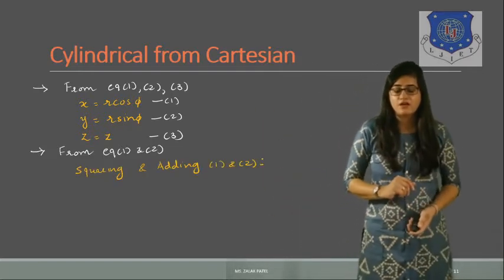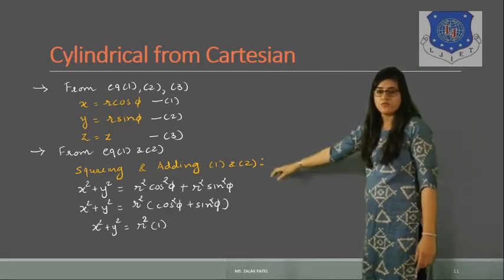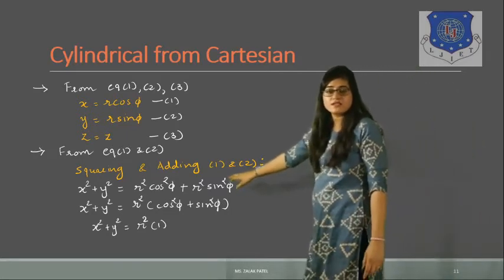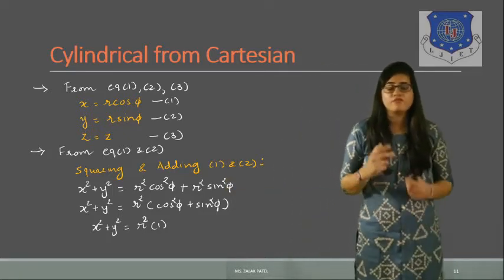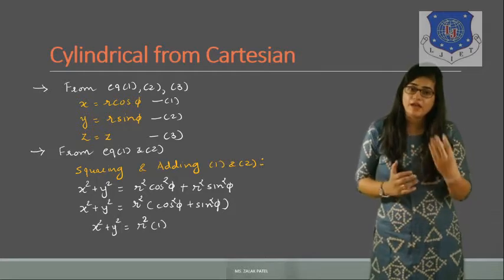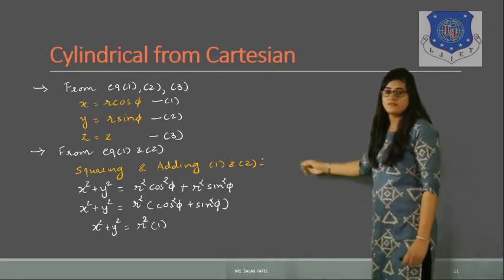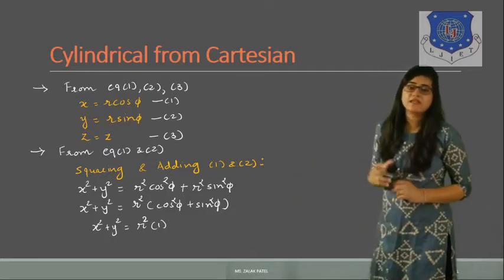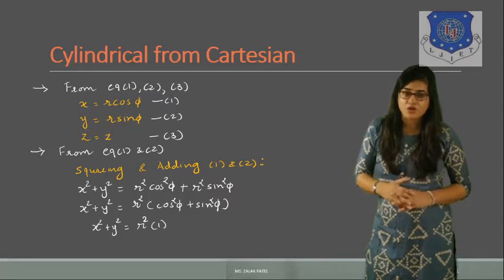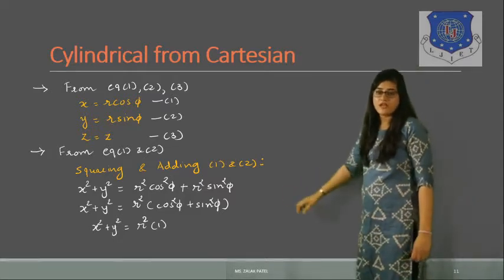So it will be written like this: x square plus y square equal to r square cos square phi plus r square sin square phi. From equation number 1 and 2, if we do the square and then add both of them, x square plus y square as it is. If we take r square common, then cos square plus sin square becomes 1 according to trigonometry.